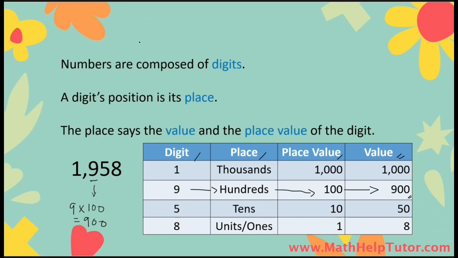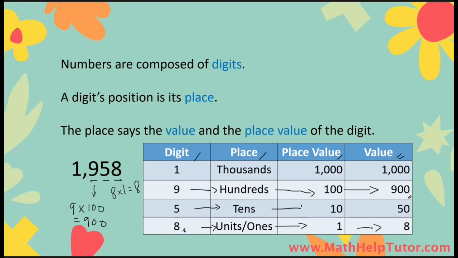So to know the value of the digit 8, we have to know what is the place and place value of that digit, wherein we know that the digit 8 is in the ones place, which has a place value of 1. And since the place value of 1 has 8 instances, then we know that the value of the digit 8 is 8.